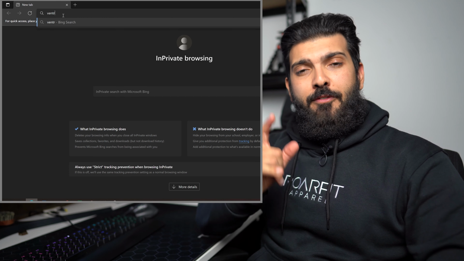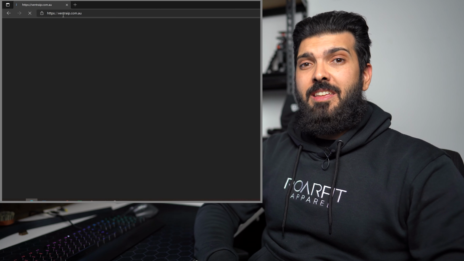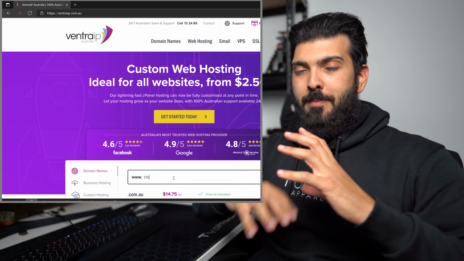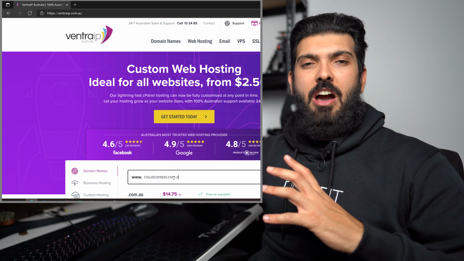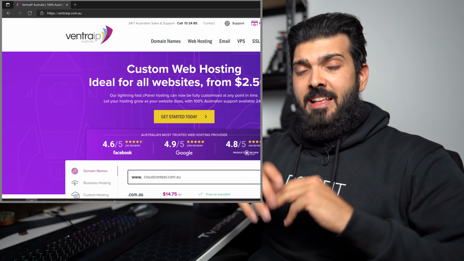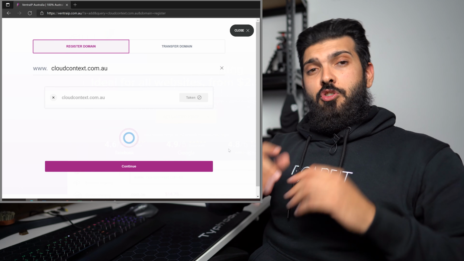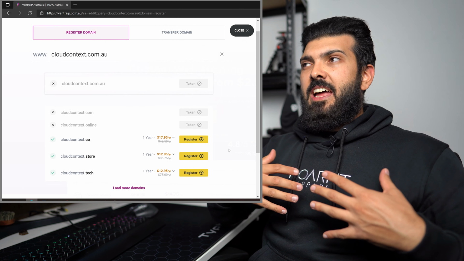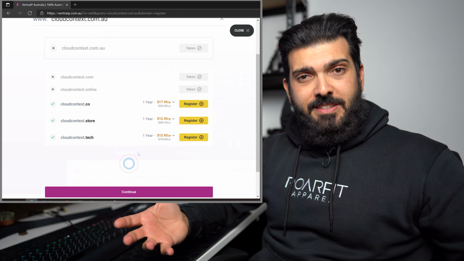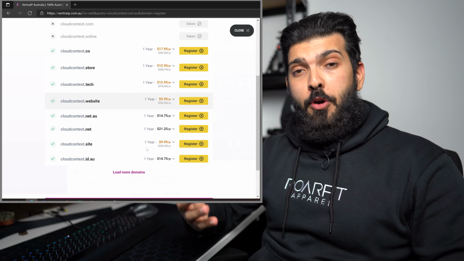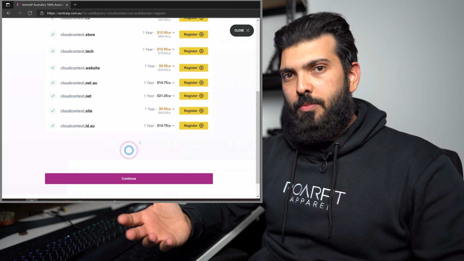But just know this: if you want to have emails, and I think it is very important to have emails with your domain, so make sure you're not using a Gmail account or a Yahoo account or a Live account or something like that, then you need your own domain. And that's one of the first things that you should register. So if I'm starting a business called Cloud Context, for example, I'll go and purchase a domain called cloudcontext.com.au.